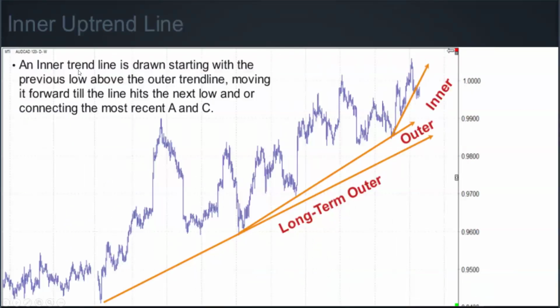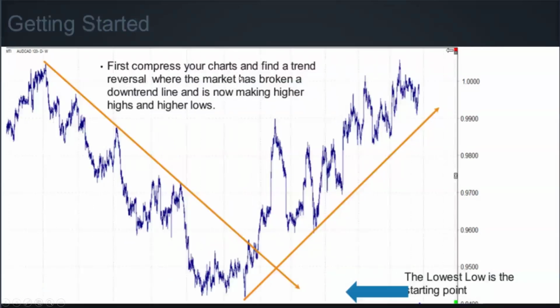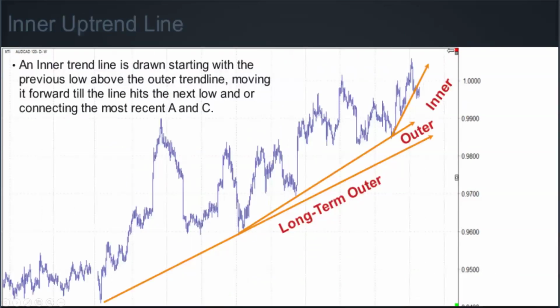So first, compress your chart and find the trend reversal where the market has broken that trend line and is now making higher highs and higher lows. The next step: an inner trend line is drawn starting with the previous low above the outer trend line, moving it forward until the line hits the next low, connecting the most recent A and C. That was what I demonstrated to you just now. So when I pick this one, I stretch it out, I move it towards the chart, it touches it, I stop.